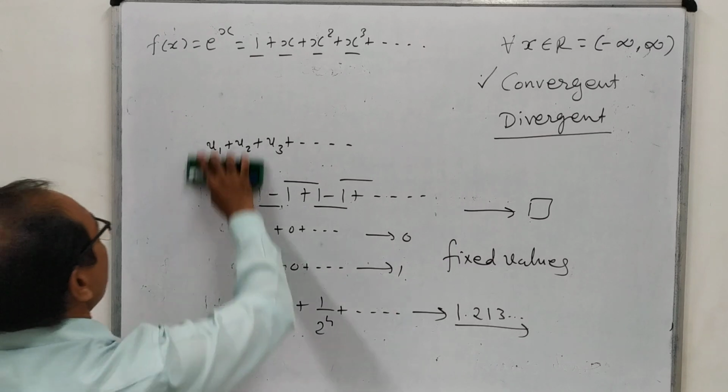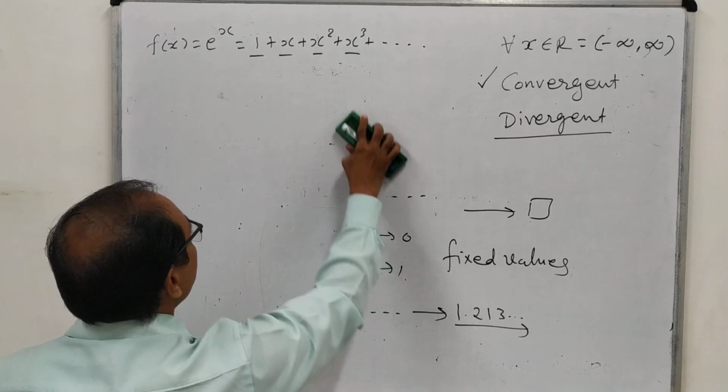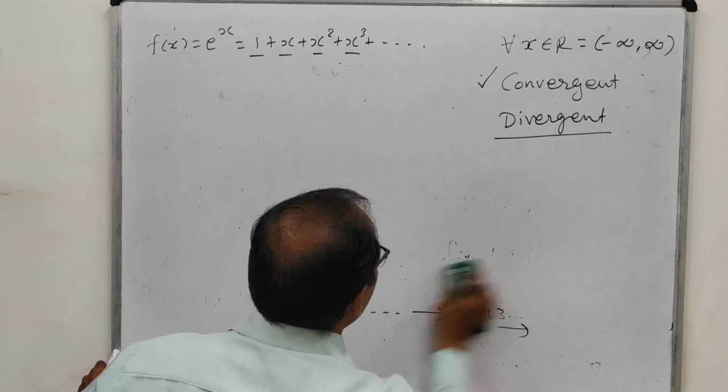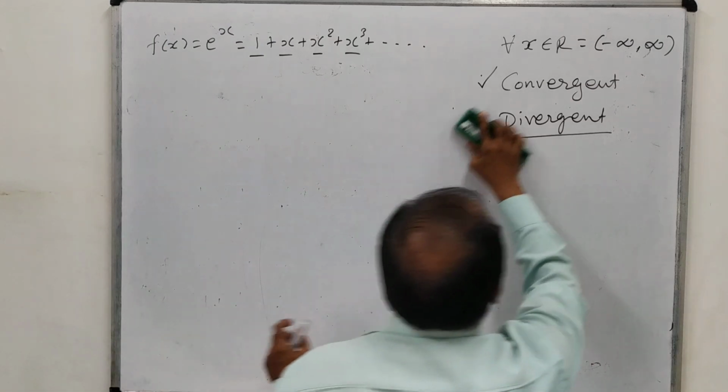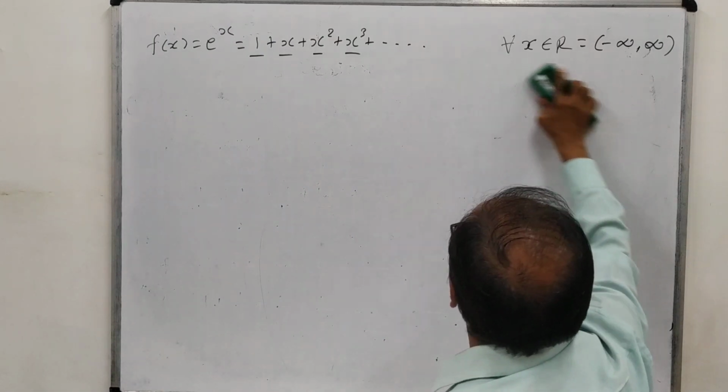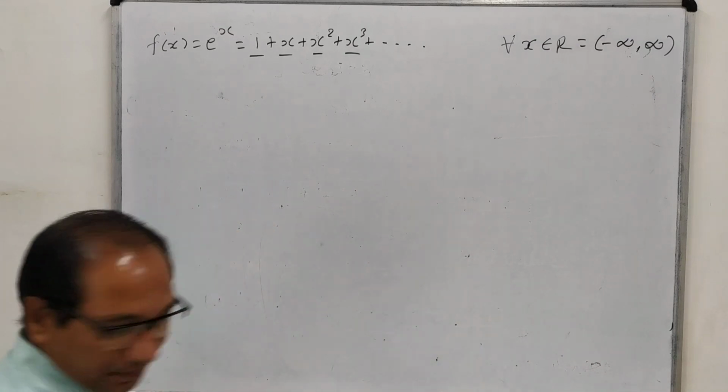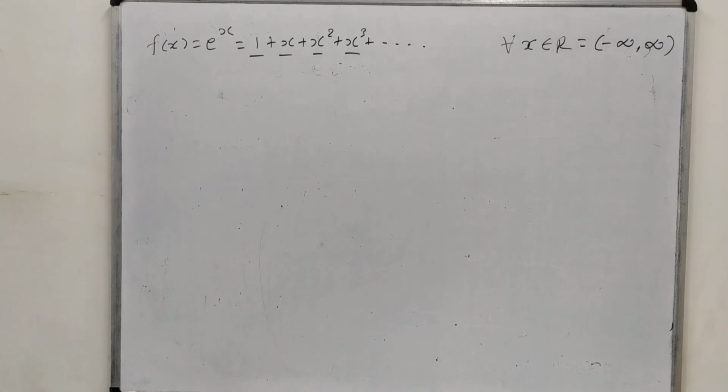And this series may be convergent or divergent. When I use the word valid, it means that the series is convergent. And if it is not valid, then it means that it is divergent. Okay? So you must understand this concept.